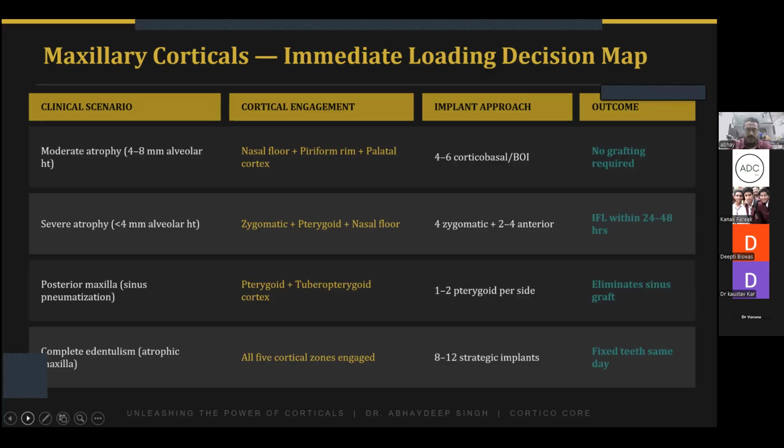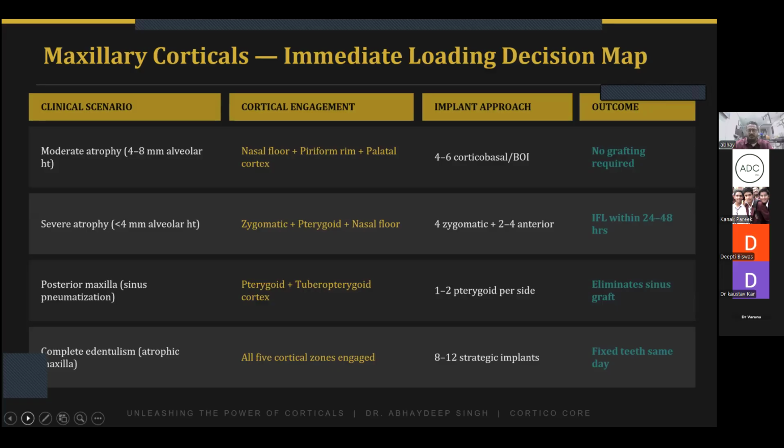There is no need of zygomatics. There is no need of grafting. You can do IFL, immediate functional loading, and you can load those implants within 24 to 48 hours. If you are able to print your processes, if you are doing intraoral welding or syncrystallization, you can load it on the same day.